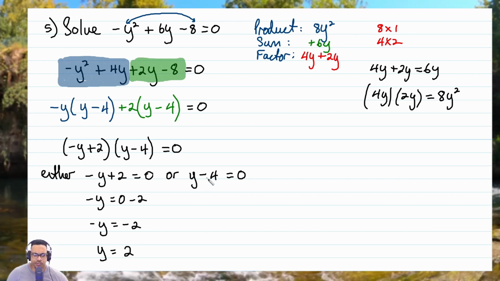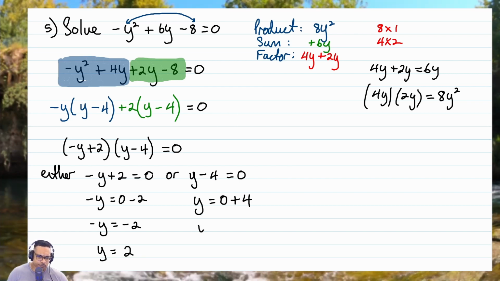And on this side, we transfer this negative 4 across the equal sign. I will change to positive 4. So I'll have y is equal to 0 plus 4. So y is equal to 4. And that's your answers. Either y is equal to 2 or y is equal to 4.